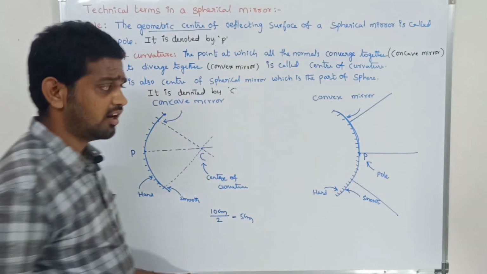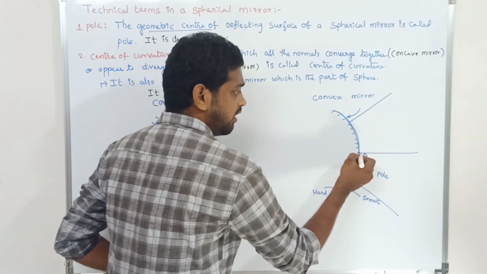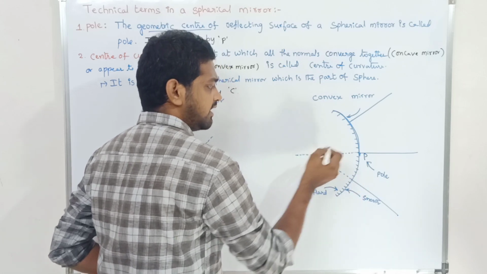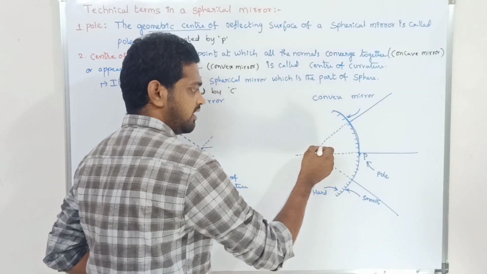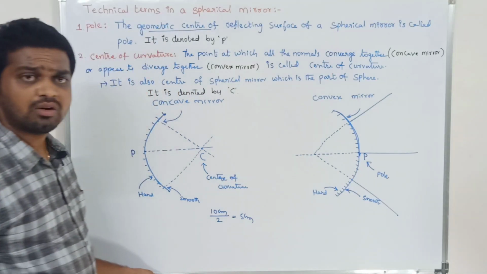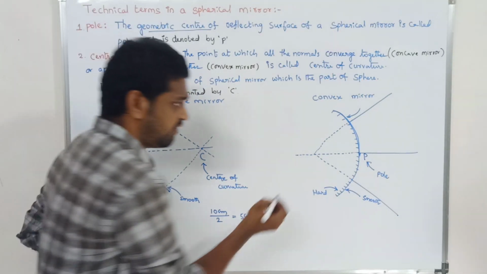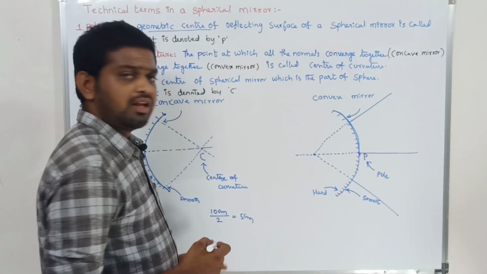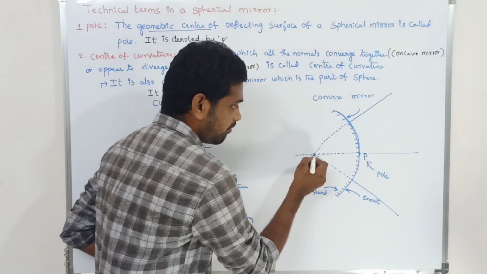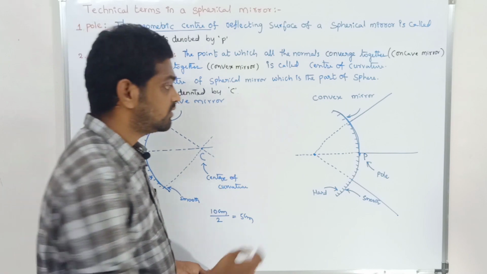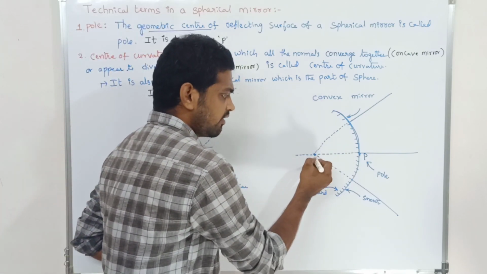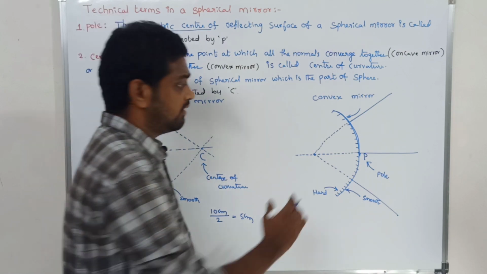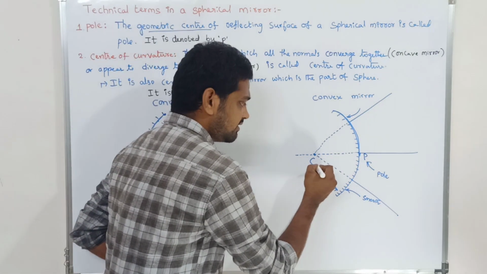I had taken 3 normals at different positions. Now I try to extend the direction of the normals in the opposite direction from those points respectively. So all the normals are going to meet at one point. If you observe the normals from this point, they will appear to diverge from this point. Clear? So in case of the concave mirror, from this point all the normals will diverge. I will say this point is the center of curvature.